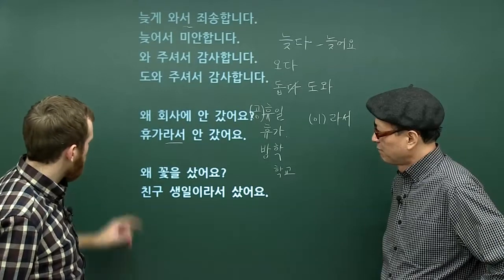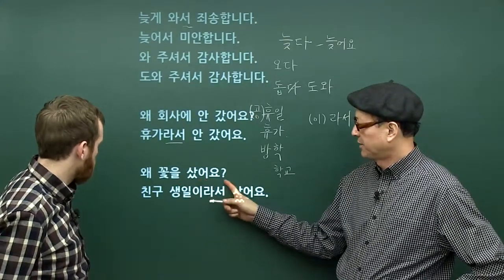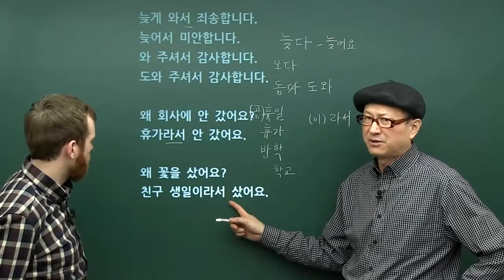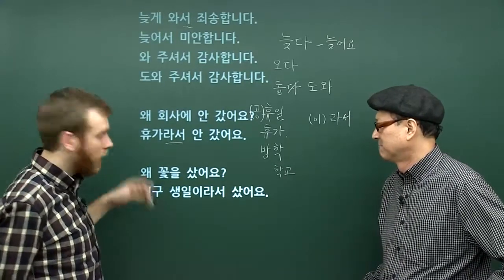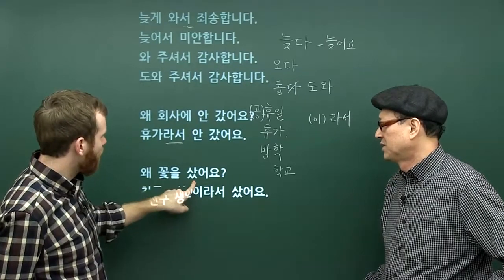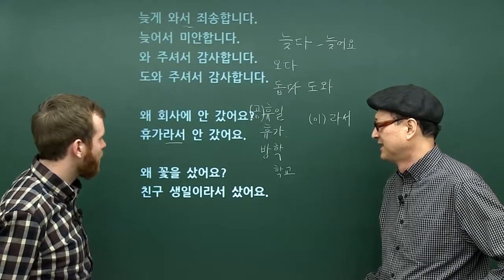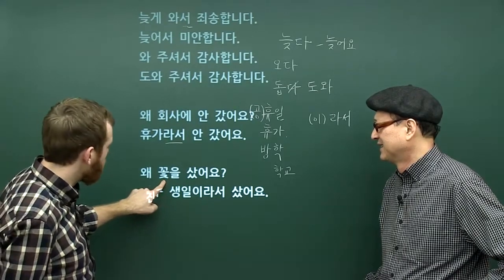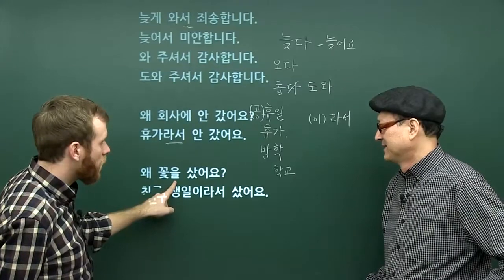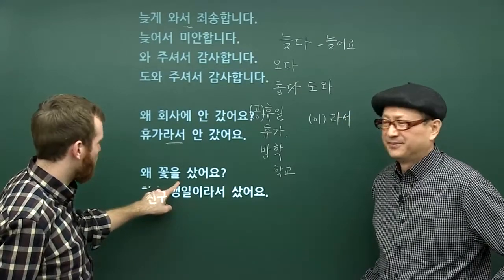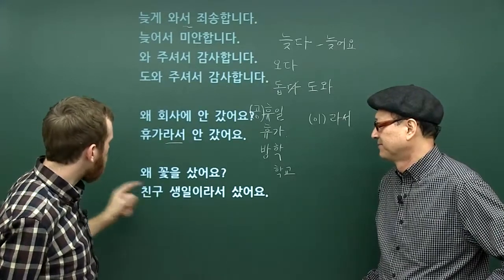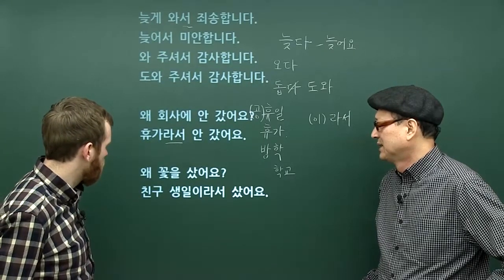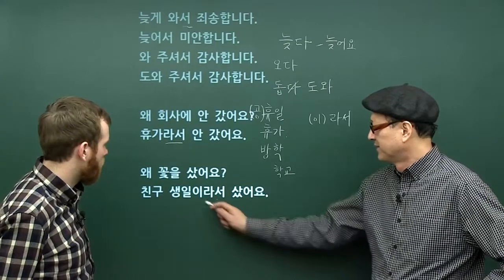Our final examples here. 왜 꽃을 샀어요? 친구 생일이라서 샀어요. We have 왜 again, why. 꽃을 샀어요. 꽃 means flower. This is a funny word in terms of pronunciation: we see the final ㅊ ending, but it sounds more like a D or a T. In this case, though, we carry over the original sound, 꽃을. So why did you buy flowers? 샀어요 for the past, and the reason is 친구 생일이라서 샀어요.